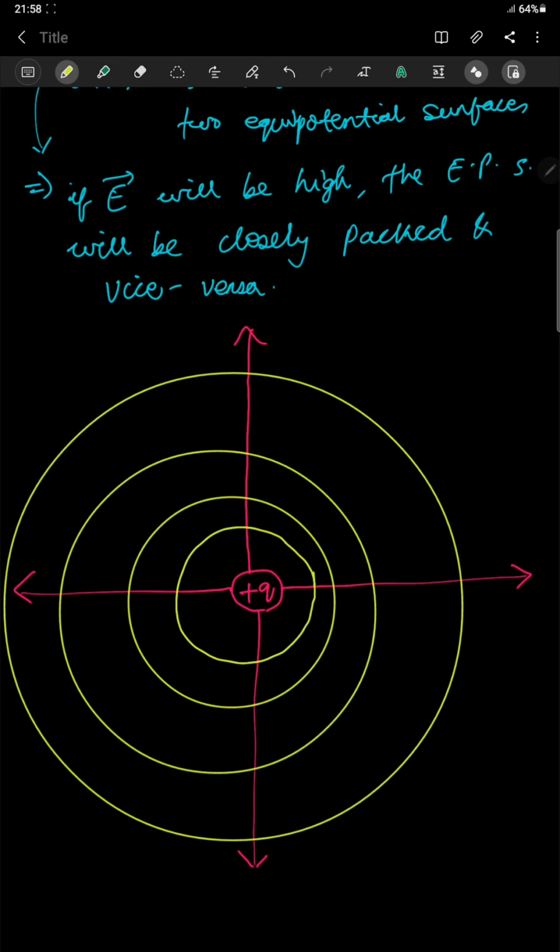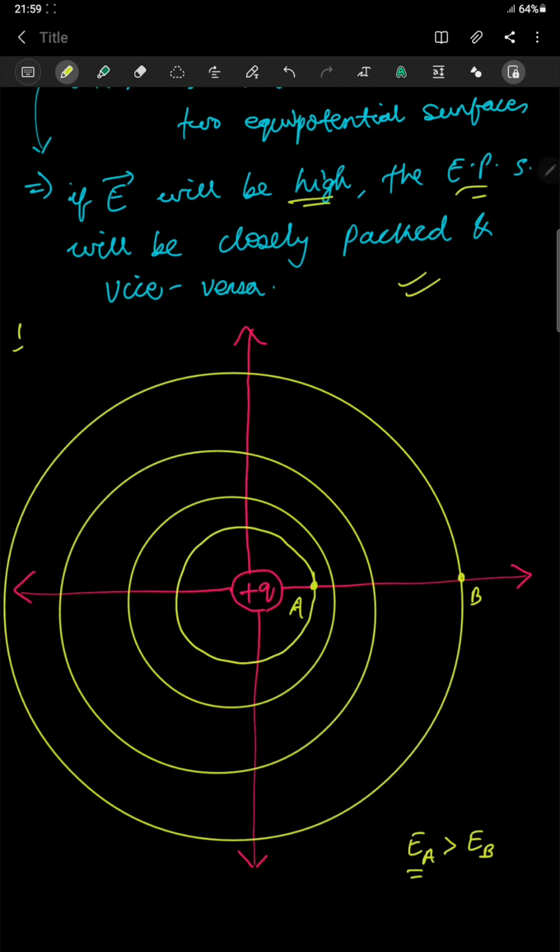So what you observe, suppose I take a point A here and another point B here. It is quite obvious that the electric field at A is greater than the electric field at B. If the electric field is high, the equipotential surfaces are closely packed. So as we move away from the plus q charge, we see that the distance between the two equipotential surfaces keeps increasing, which exactly matches the fifth property of the equipotential surface. I hope it is very clear to you.